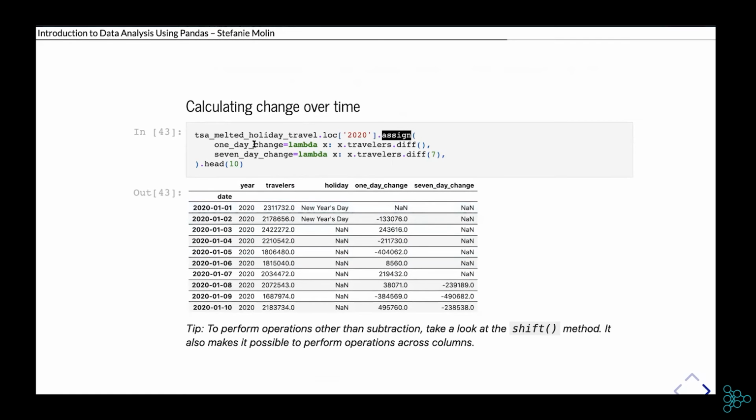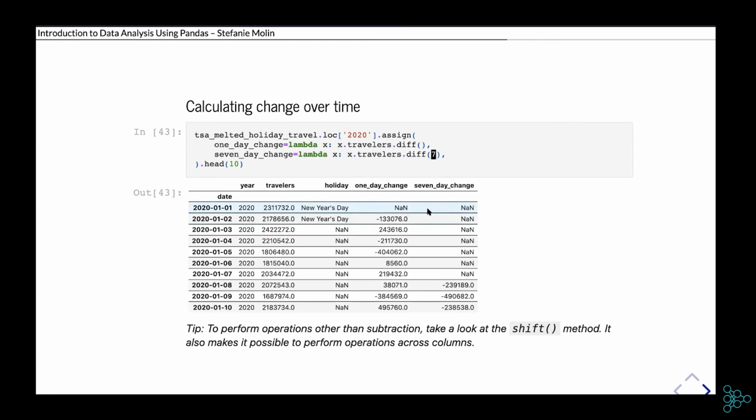We're going to assign to create some new columns. We're going to create 2 of them. The first is going to be the 1-day change. So we take the travelers column and we call diff, and Pandas will automatically calculate the 1-day change just by calling diff. To get the 7-day change, we pass in 7 to diff.